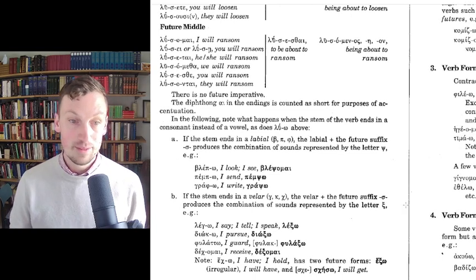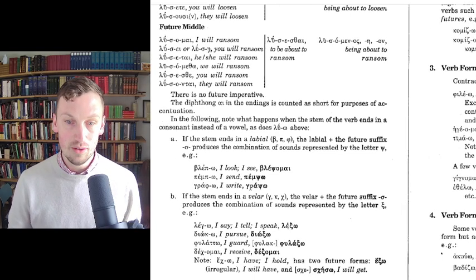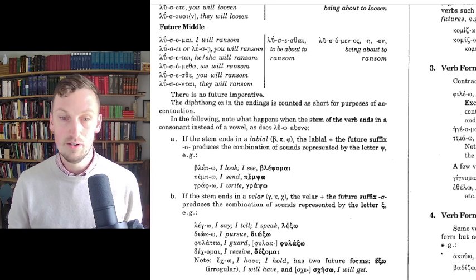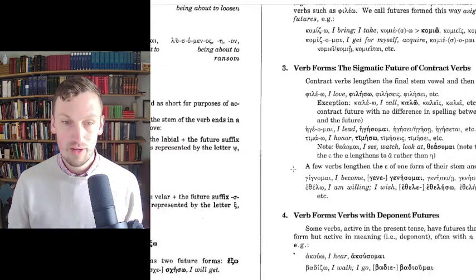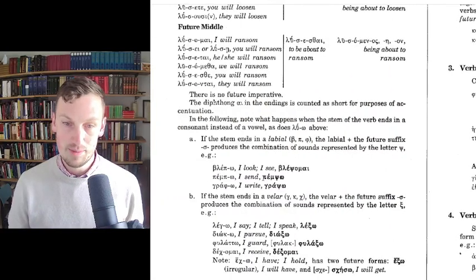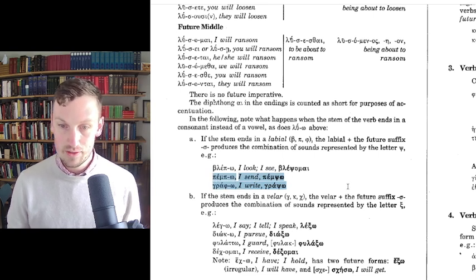Nothing tricky there, but that means something like grapho is going to become grapso. Something like blepo has the stem blep. You're going to put a sigma there and an omicron, but it's going to be printed like this, blepsomai, right? So that one happens to be slightly weird because of deponent things. But these two are extremely normal. Pempo becomes pempso.